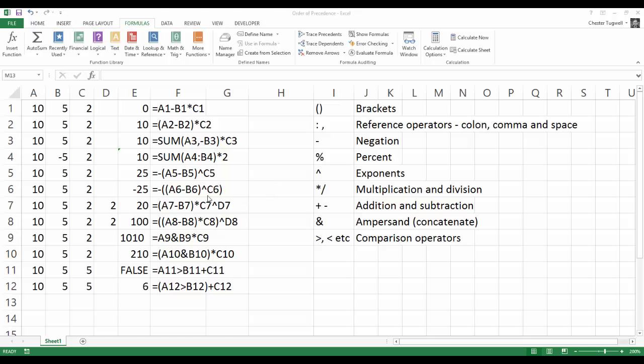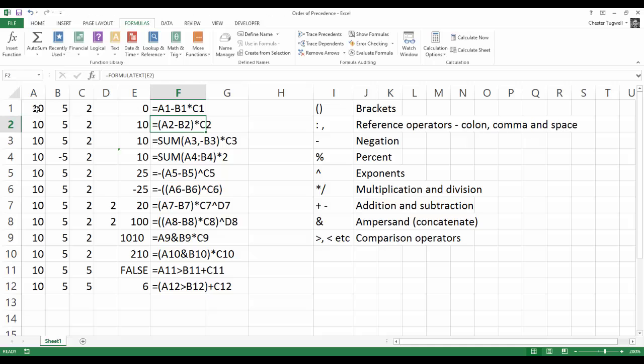Now, first of all, we're just going to take the normal BODMAS situation. Basically I'm showing these formulas using a function called FORMULATEXT, which is available from Excel 2013 onwards. And that's just to help you see the formula that is in each of these cells in column E.